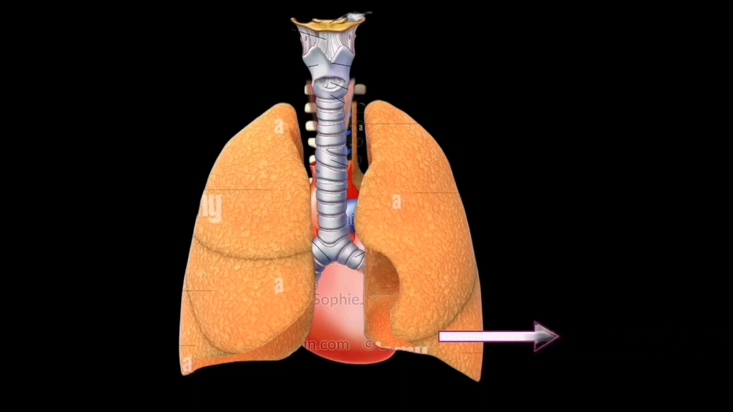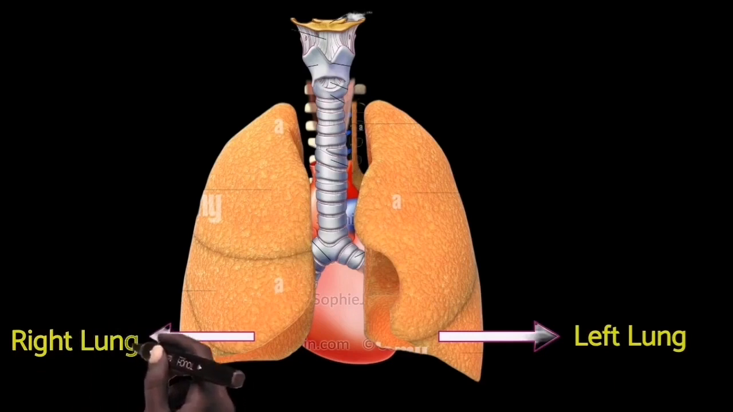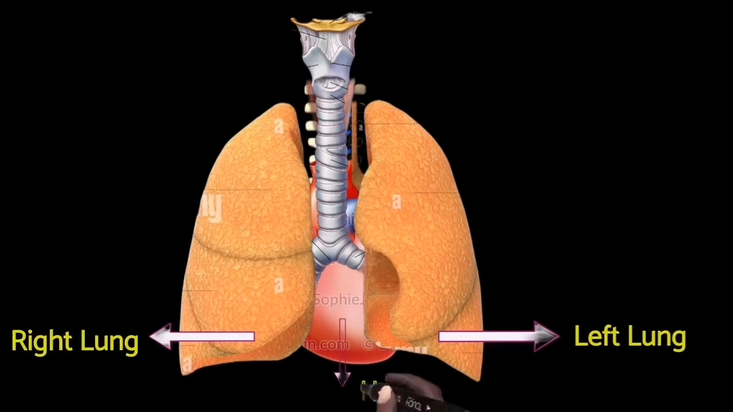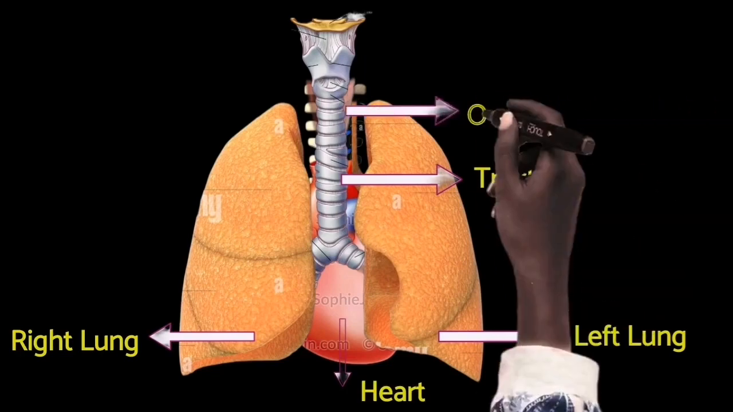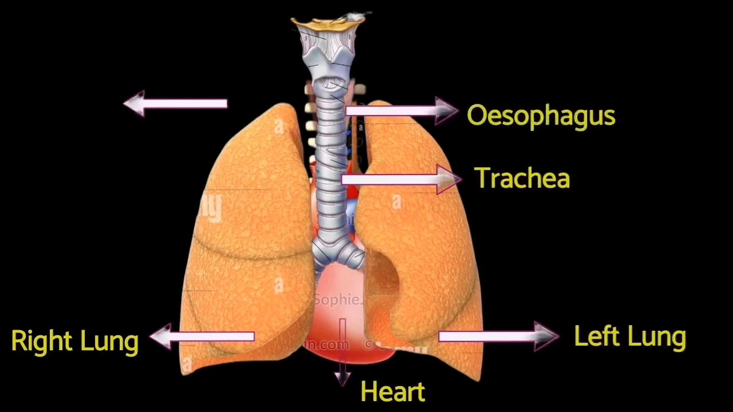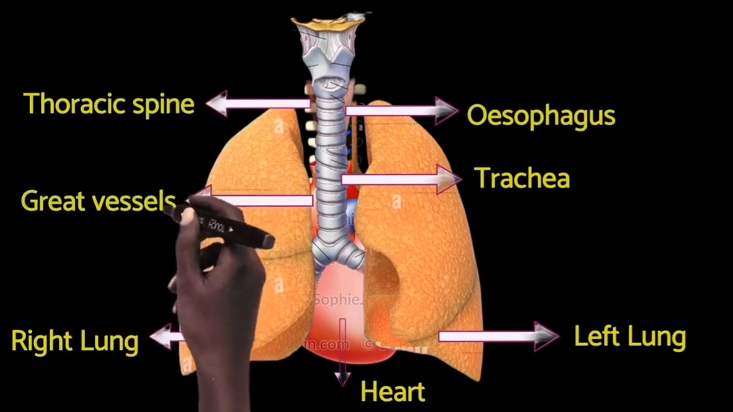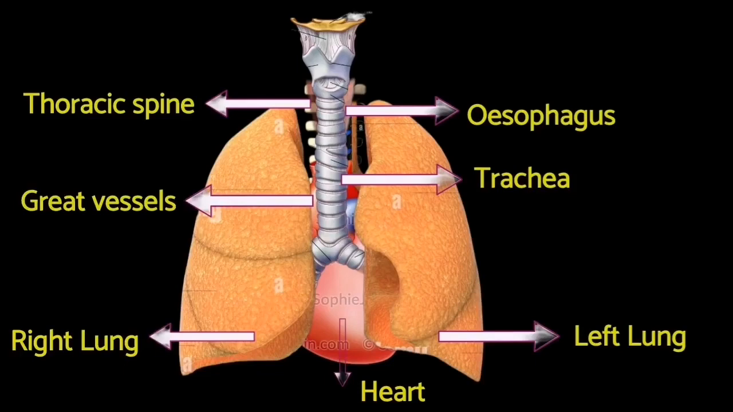Let us label the structures again. We have the left lung, the right lung, each with their pleural membranes, the heart with its pericardium, and then the trachea, the oesophagus, the thoracic spine, and then the great vessels, the aorta, and the superior vena cava. But the structure labeled here is the arc or arch of the aorta.